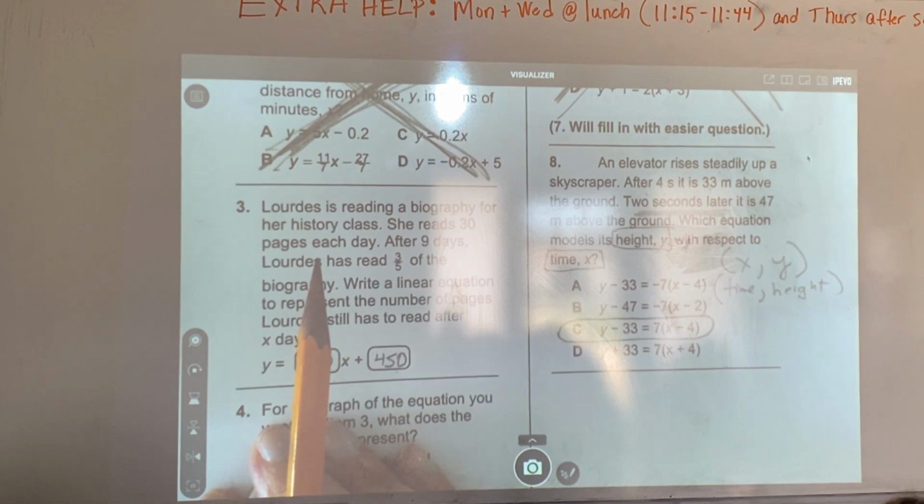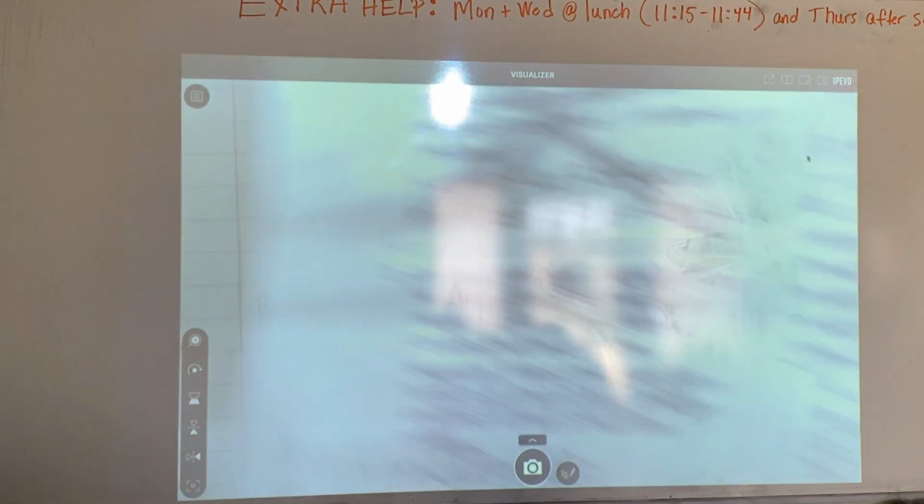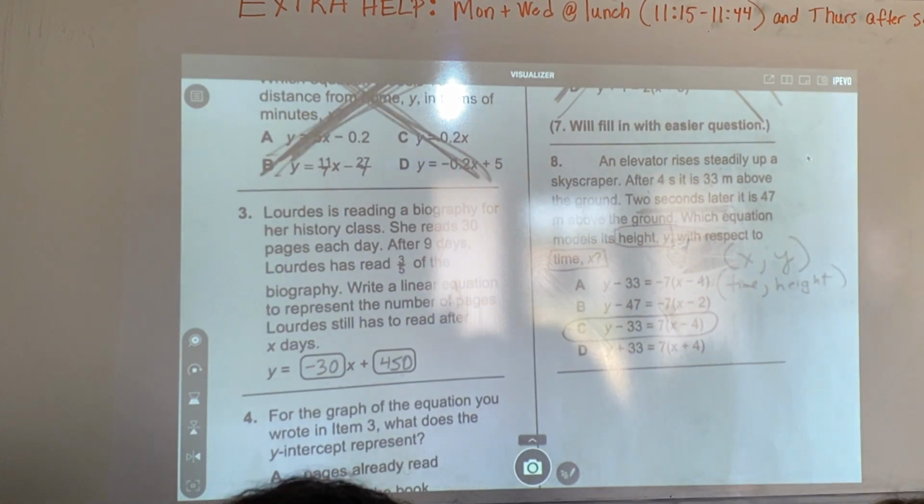Yes, Bella? B and C. Why? Because for B, they're not using 47. Oh, B and A. So B and A. Let me pause for a second. We haven't talked about which point we're using for this point. All we talked about is slope. When we found slope, we found that it is positive 7. Bella, because it's positive 7, which ones can we eliminate? Meaning, out of these 4 answers, which two are not correct?